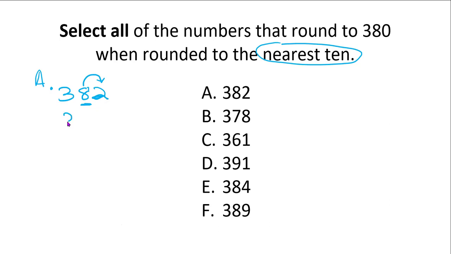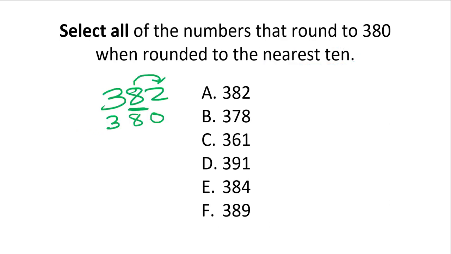So the 3 will remain the same. The 8 in this case will also remain the same because this digit, the 2, is not 5 or more. The 8 will remain the same, and then everything after the underlined digit will become a 0. So when asked, does 382 round to 380 when rounding to the nearest tens? Absolutely, it does. So A is an option.